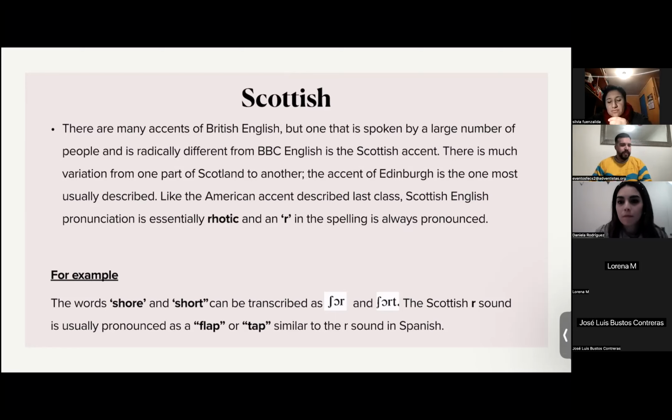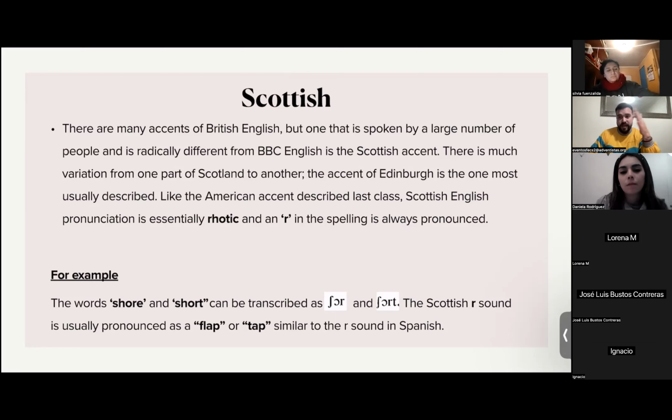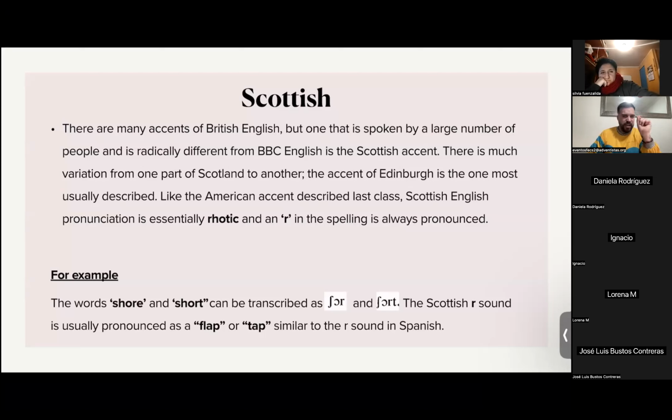All right. So as I said before, in Scotland there are a lot of different accents. And like the American accent described last class, Scottish English pronunciation is essentially rhotic. You may ask, but why? Because in the UK, they tend not to pronounce the R at the end of words. However, the Scottish pronunciation is rhotic. They use the R, but this R is like the Spanish one.